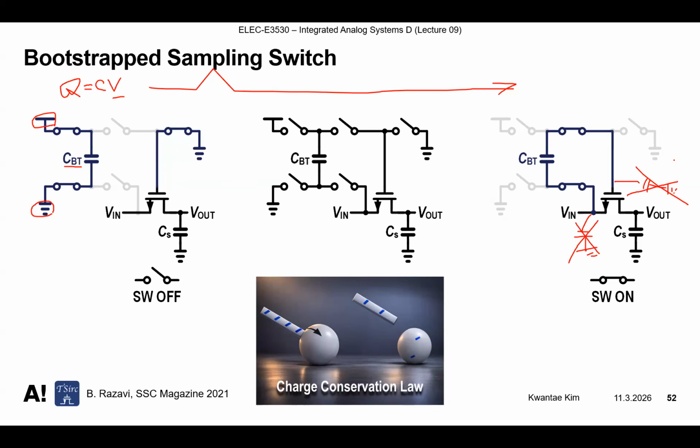And let's approximate that there is no parasitic cap. Then if we assume charge is conserved and not affected by any other things, the same charge will be stored here. Q equals CV. That means the voltage across here stays the same, no matter how the bottom plate is different, no matter how the top plate is different. So that is the charge conservation law, and this kind of action is technically called a bootstrapping action.